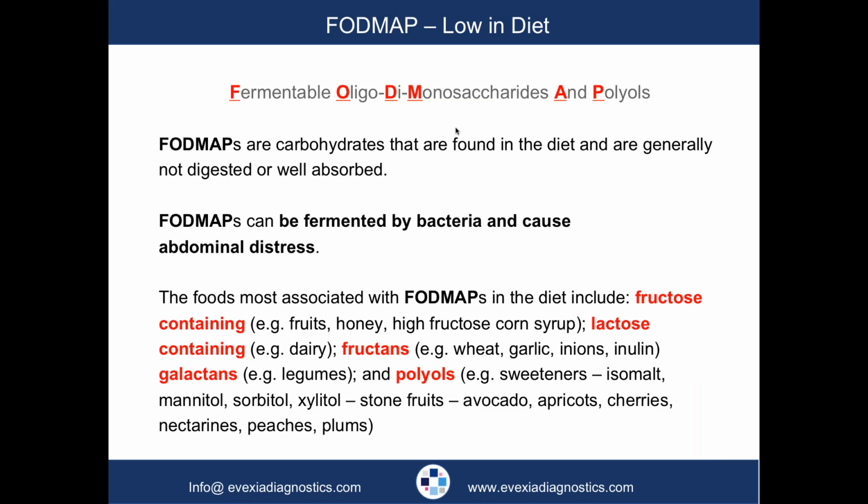Now, that whole FODMAP thing, if you're not familiar with it, you want to have these types of things low in the diet. So what are FODMAPs? Fermentable, oligo, di, monosaccharides, and polyols. So what are they? They are carbohydrates that are found in a diet, and they're generally not digested or well absorbed. But the bacteria love them and can cause abdominal distress and bloating and gas and all that kind of stuff. So you want to have your patient on a low FODMAP diet. And I have a list of some foods that are associated with a lot of those fermentable oligomonosaccharides and polyols listed here.